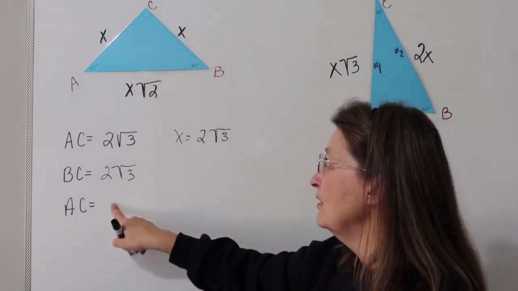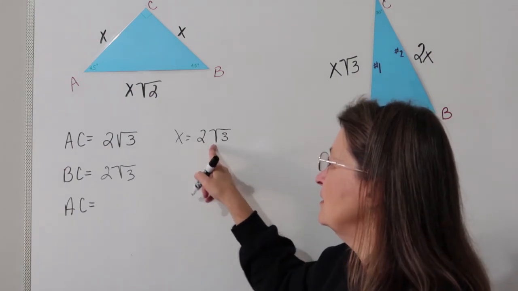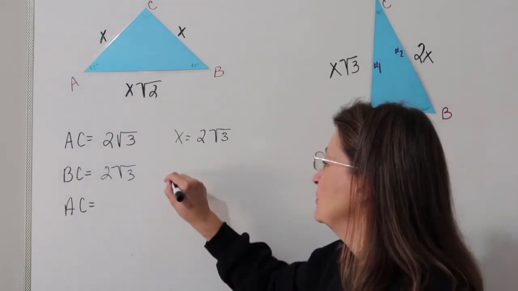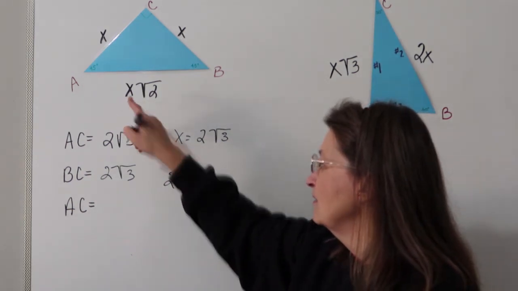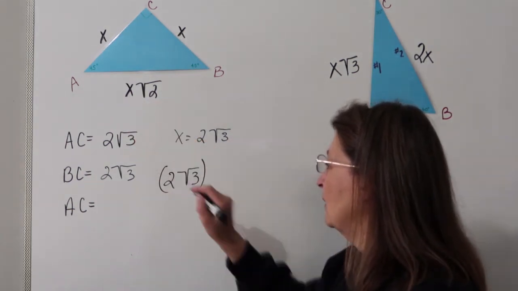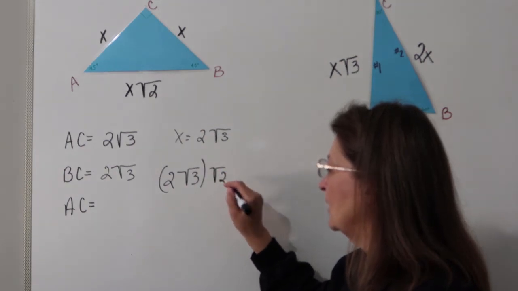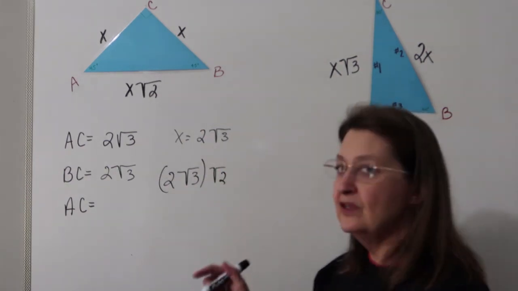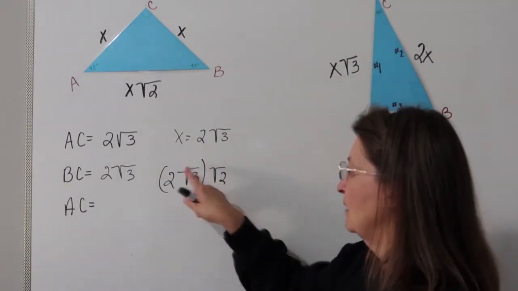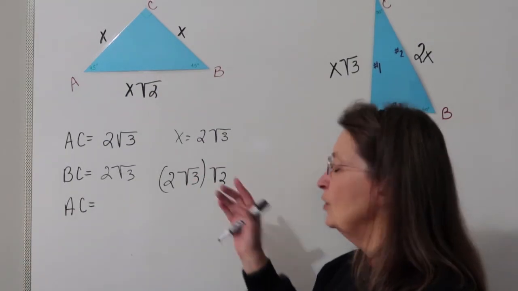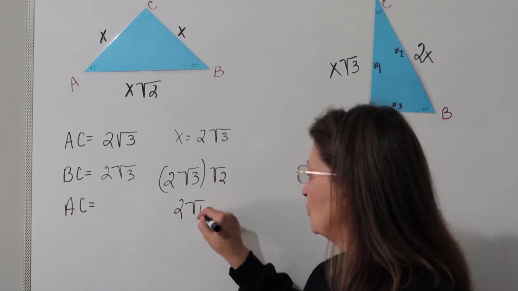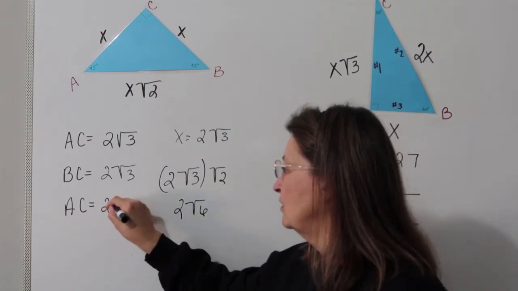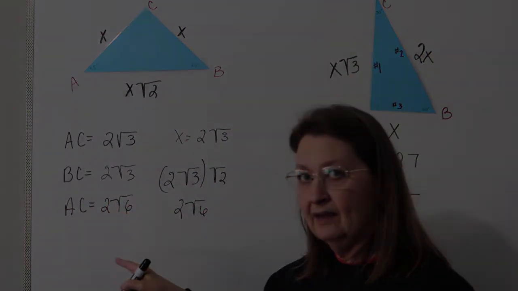Now, for my hypotenuse, I'm going to substitute this in for x. So I'm going to say 2 square root of 3 for this x times the square root of 2. And when you multiply radicals, if they have the same index, and both of these are square roots, you can just multiply the 2 numbers. So I have 2 square root of 6 for the value of this side.